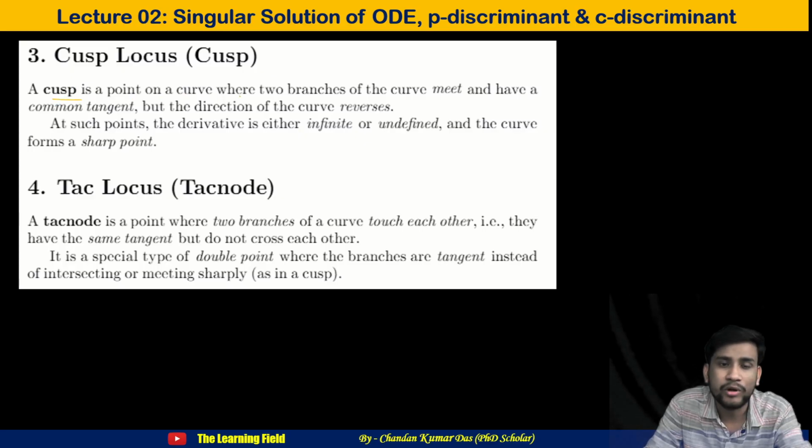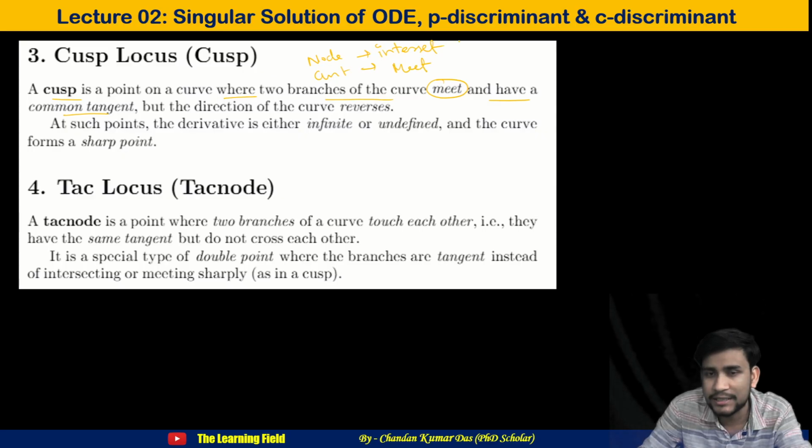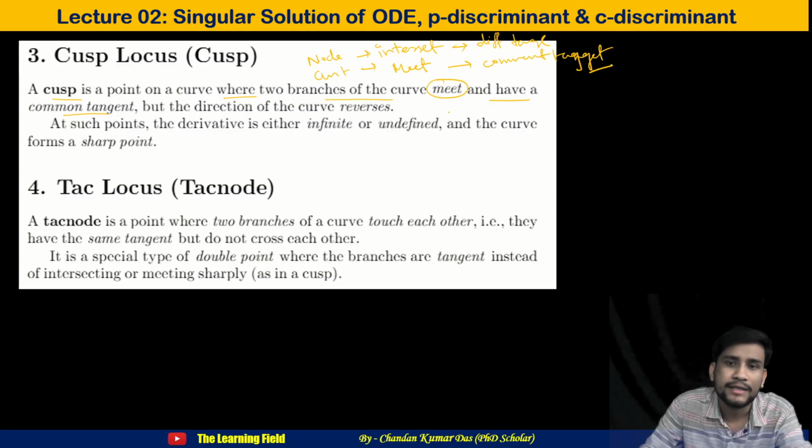Now the cusp locus. A cusp locus is a point on the curve where the two branches of the curve meet and have a common tangent. So in case of a node, two branches intersect each other, and in case of a cusp, they actually meet each other. So this is the difference. Here we get distinct or different tangents, and in this case we get a common tangent. At such points, the derivative is either infinite or undefined, and the curve forms a sharp point.